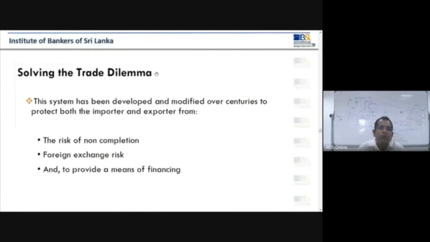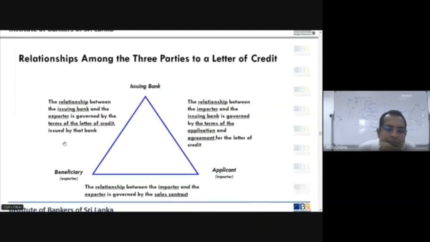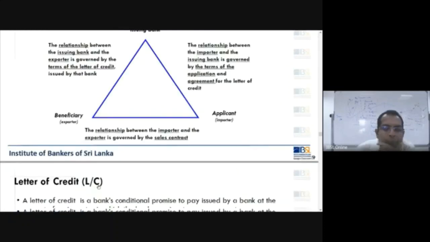So in order to solve the trade issue, this system has developed to avoid the risk of non-completion, foreign exchange risk, and to provide a means of financing. Because when LC is open, we receive LC, we can present it to the bank and take money. This is the triangle relationship I showed you.